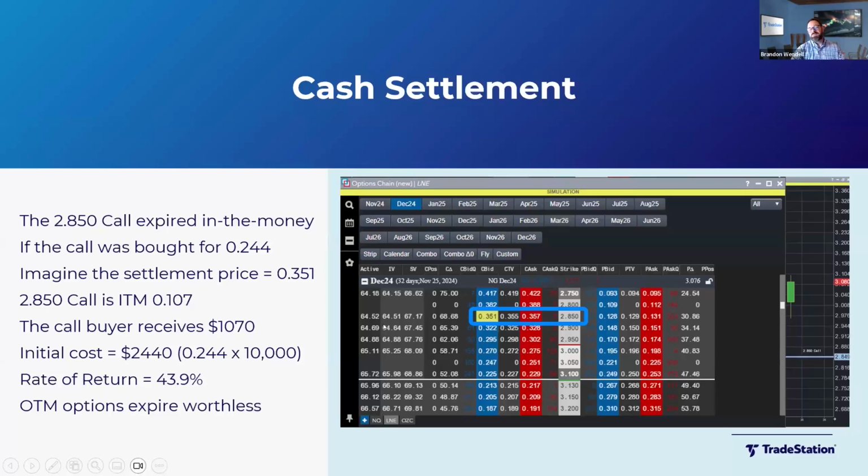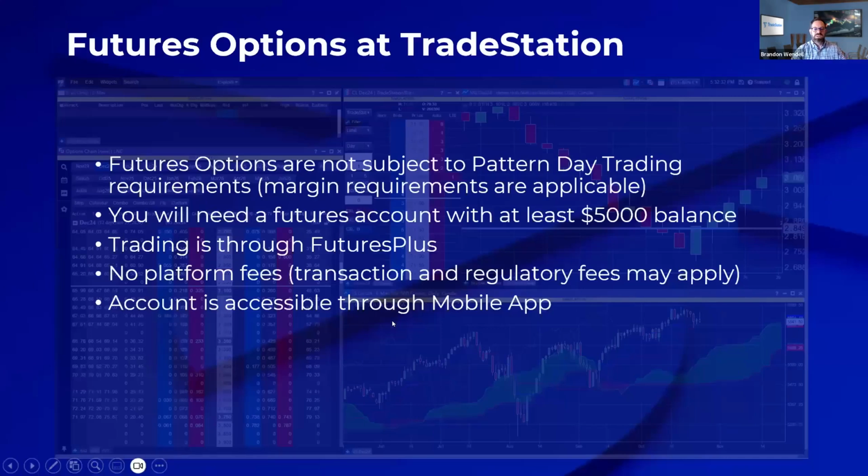If you have an out of the money option, unfortunately, that just expires worthless and you just lose what you paid for the premium. So as I mentioned before, trading at TradeStation is a little different when you're dealing with options. They're not subject to day trading requirements. For pattern day trading, you can trade more than 3 in a 5-day rolling period, so you don't have to worry about that. However, margin requirements still are applicable.